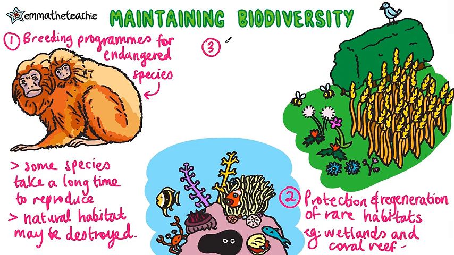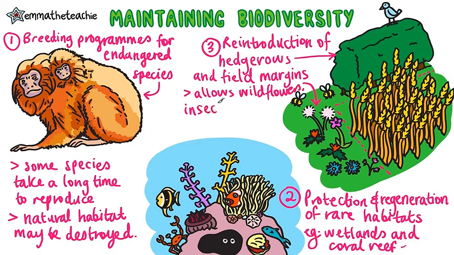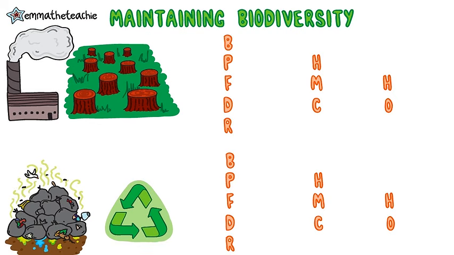Thirdly, when farmers grow only one type of crop in a field, they've been encouraged to reintroduce hedgerows, which are these bushes and shrubs that separate fields, and field margins, which are unfarmed areas around the crop. This will allow wildflowers and other species like insects and birds to live there. And this is the same for hedgerows. They provide a home for lots of countryside animals.